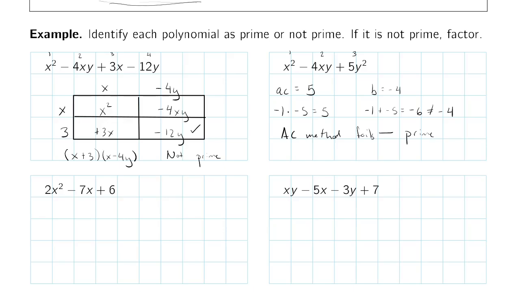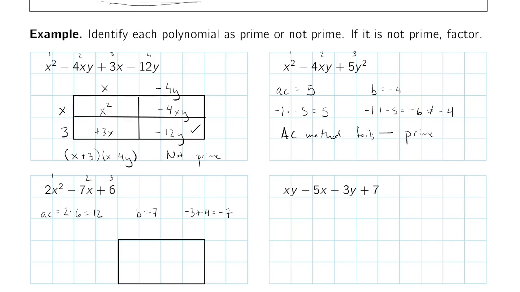What about 2x squared minus 7x plus 6? I'll try the AC method again. 1, 2, 3 terms again. AC is 2 times 6 is 12. And our B is negative 7. Oh, negative 3 plus negative 4 is negative 7. And those multiply to positive 12. I can split up that middle term. So I think the AC method is going to succeed here.